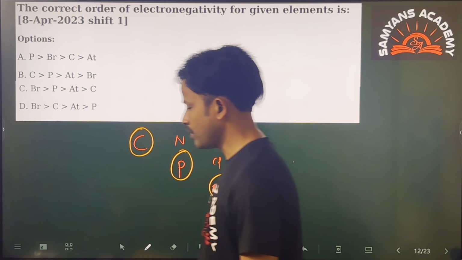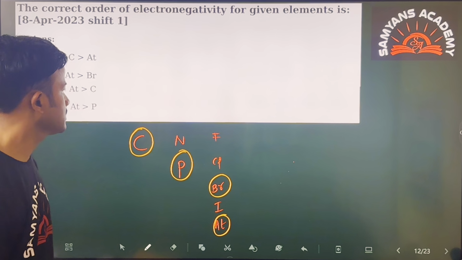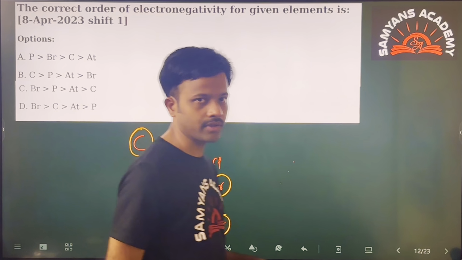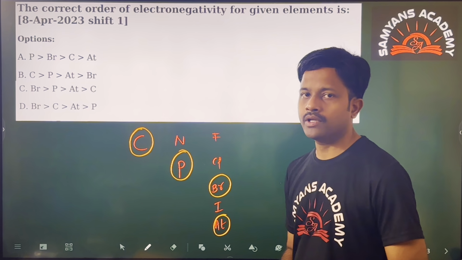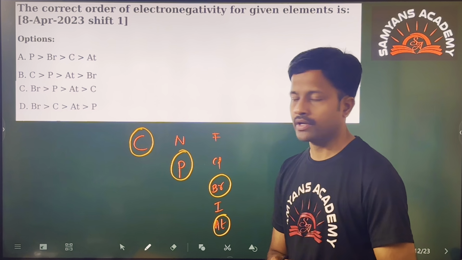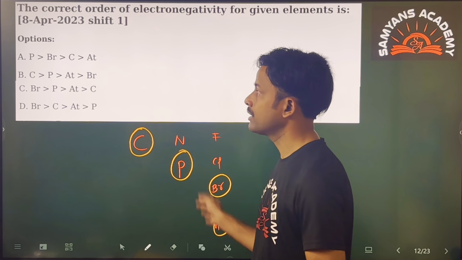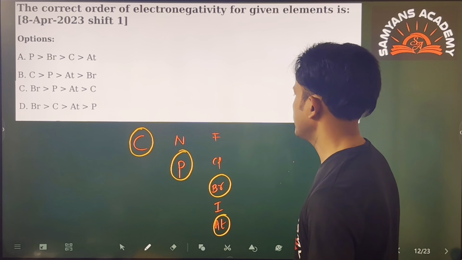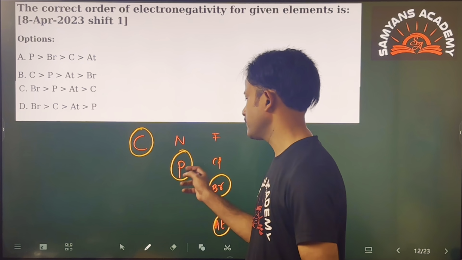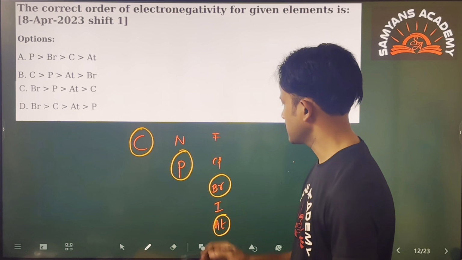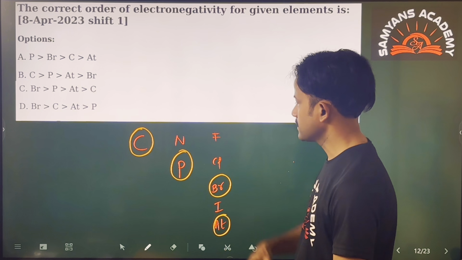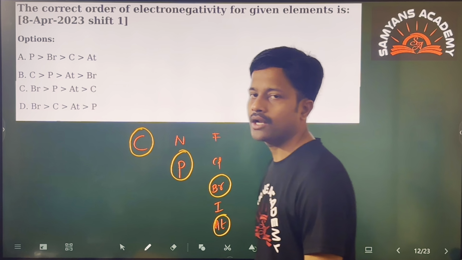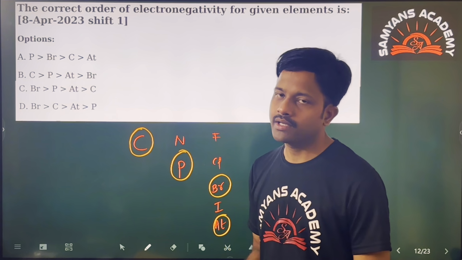Among all these elements, which one has more electron affinity? Sorry, electronegativity, not electron affinity. Remember, for electronegativity you have to select the smaller size atom. Which one is smaller in size compared to all other elements? Carbon. So carbon has more electronegativity than the remaining. Next after carbon, which has more size? Phosphorus, then bromine, then astatine. Down the group, size increases, and as the size increases, electronegativity decreases.